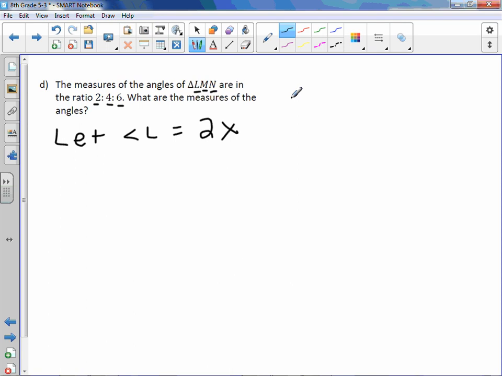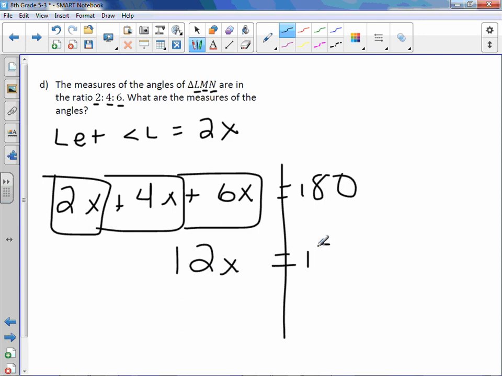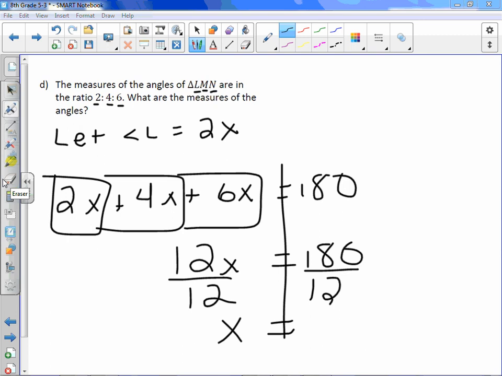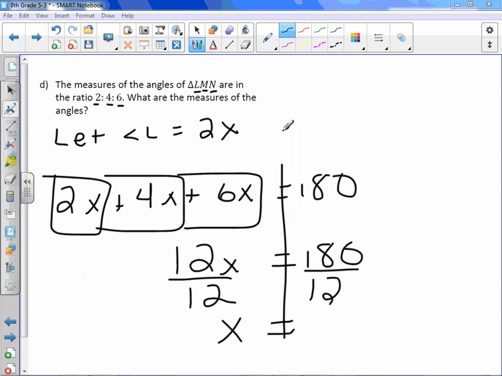So if L is 2x, that would mean M is 4x, and N is 6x, and together it equals 180 degrees. Combine like terms, we get 12x equals 180 degrees. Divide by 12, and so 180 divided by 12, we get 15.